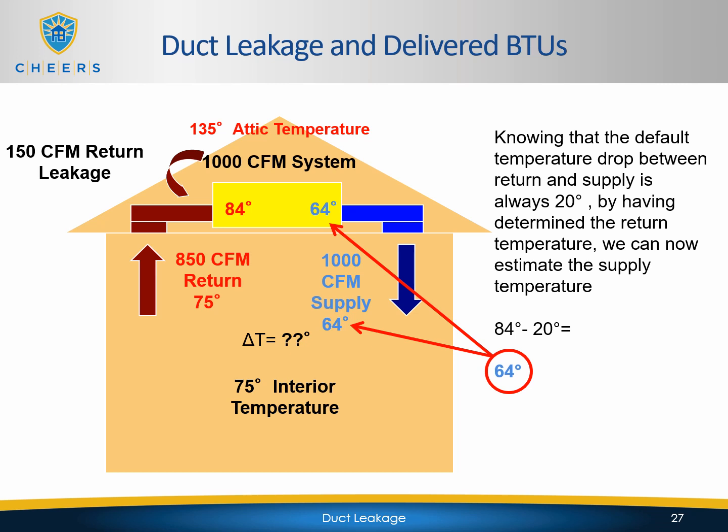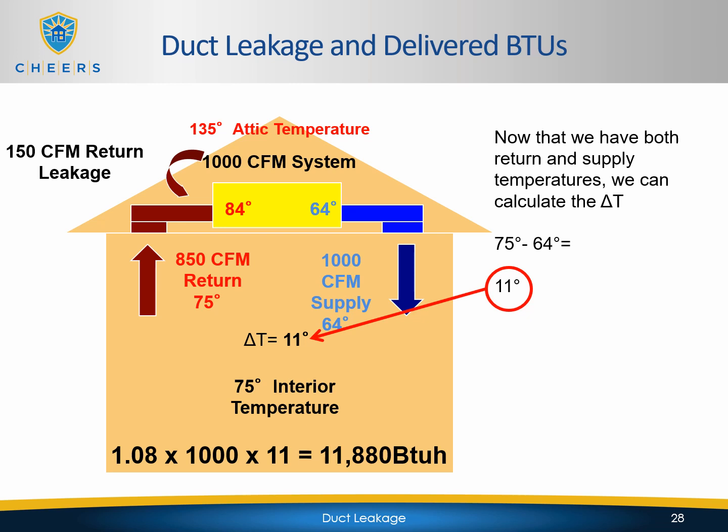As we mentioned earlier, knowing that the default temperature drop between return and supply is always 20 degrees, by having determined the return temperature, we can now estimate the supply temperature. So 84 minus 20 equals 64, and that's going to be our supply temperature, 64 degrees. So now that we have our supply temperature, we can figure out delta T. So 75 minus 64, the difference between return and supply, is 11 degrees.